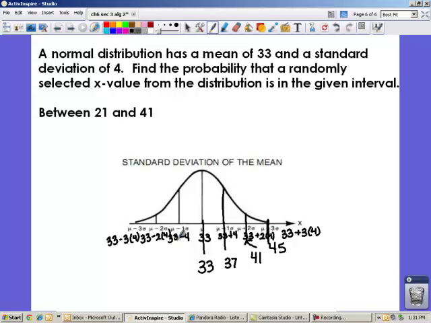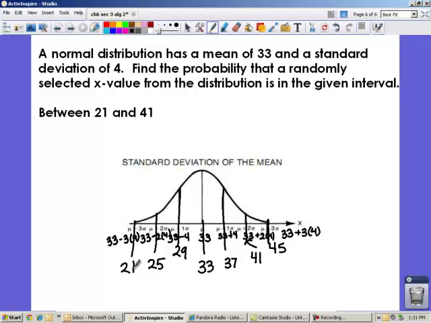Okay, on this side we have 33 minus 4, and that is 29. So that's that line. This line would be 33 minus 8, which is 25. And this line is 33 minus 12, and that is 21. Okay, so all I did was fill in the numbers they gave me.